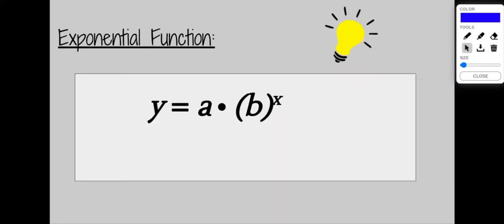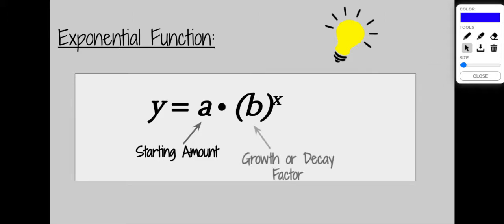Remember that this is the exponential function. A represents the starting amount, which is the y-intercept or when x is 0 at time of 0. And when you're dealing with a real life problem, that is your starting amount. Then the B, that's our growth or decay factor. It's what we're multiplying by. It could be a number that's bigger than 1, and that's growth. If it's a number smaller than 1, it's decay. And remember, if it's exactly 1, it's neither. The X then, of course, is still our time periods.